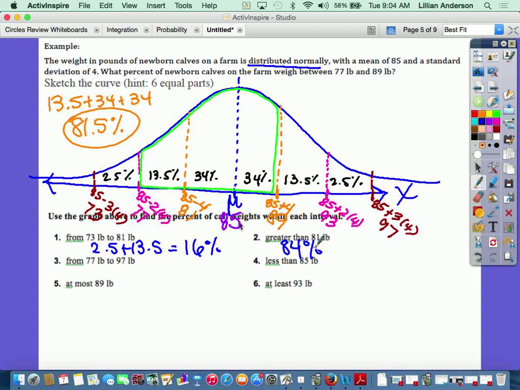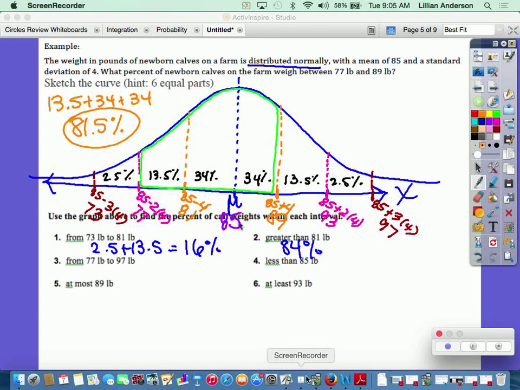Questions so far? Try and take this slow. Just make sure everyone's understanding. If you're not, let me know. Okay? Take a minute, try to figure out 3, 4, 5, and 6. Okay, what was the percentage from 77 to 97?